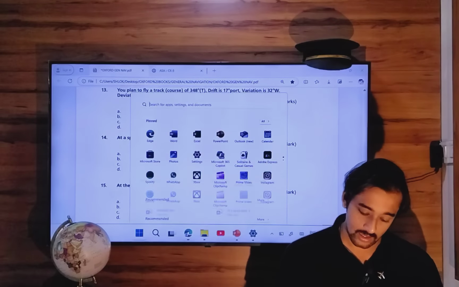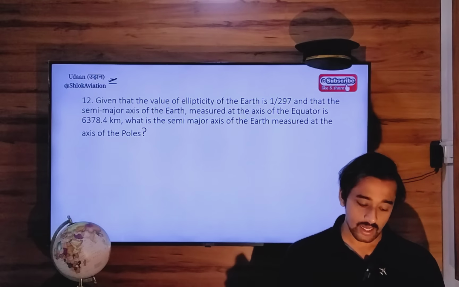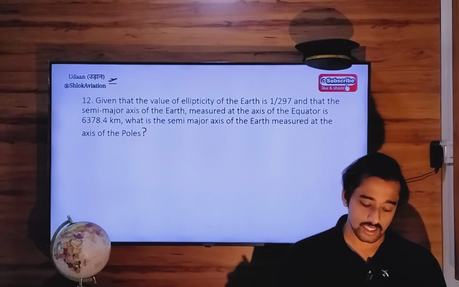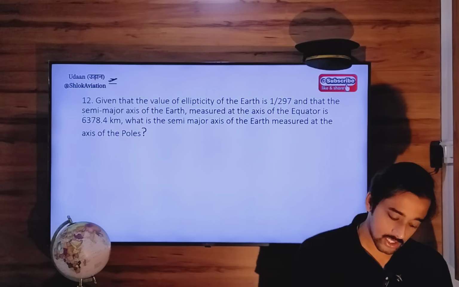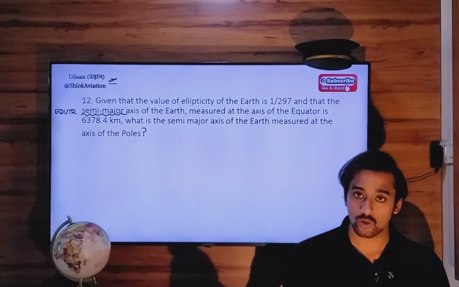Next, question 13, correction, question 12. Given that the value of ellipticity of the Earth is 1 by 297 and the semi-major axis, meaning they are talking about the equatorial axis, measured at the axis of the equator is so and so.